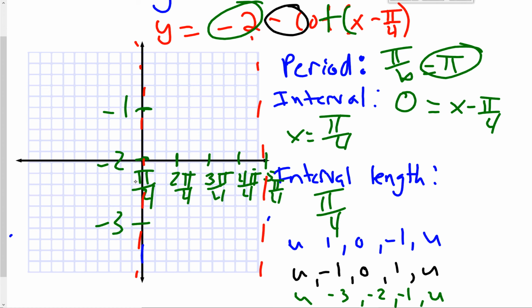And then first one is negative 3. Oops, move that over a little bit. Negative 3, negative 2, and negative 1. And it looks like a cubic. There we go. So that's kind of how you graph these.